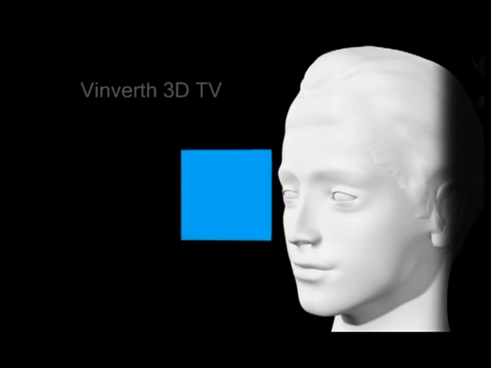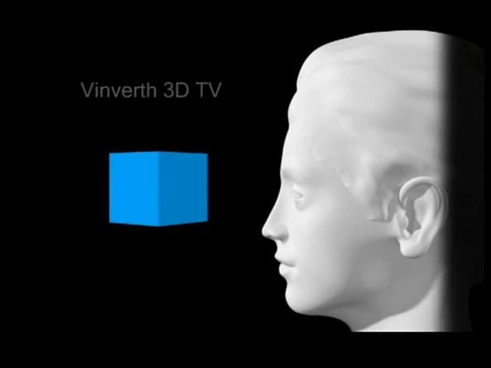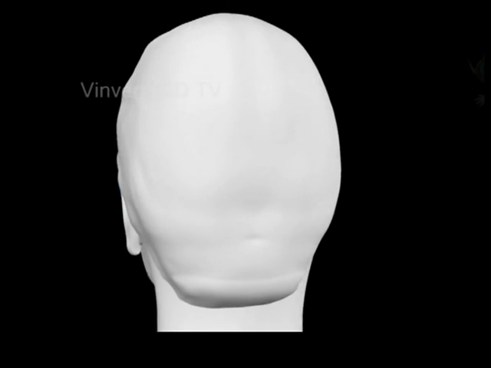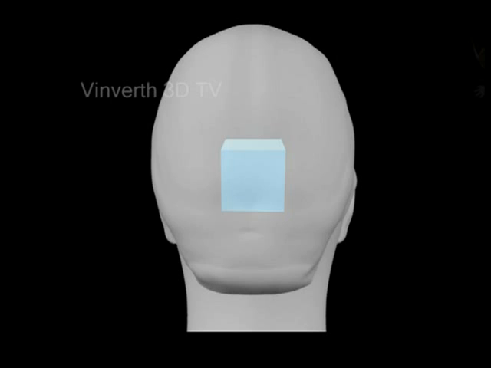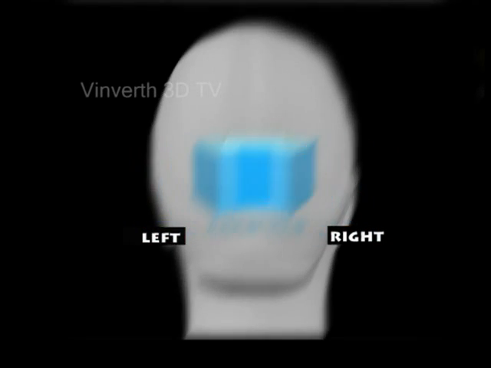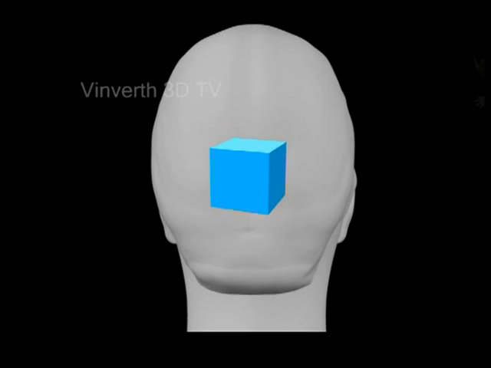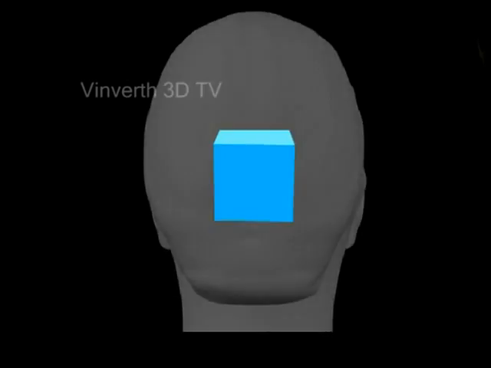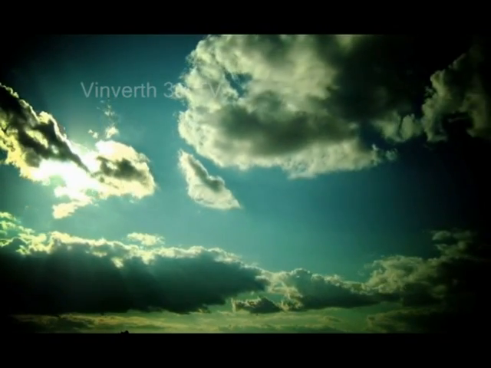When we look at an object, our left and right eye create two different images of the same object at slightly different angles. This is due to the space between our eyes. Our brain processes and combines these two images produced by the left and right eyes into one complete picture. That's how our real world is 3D.